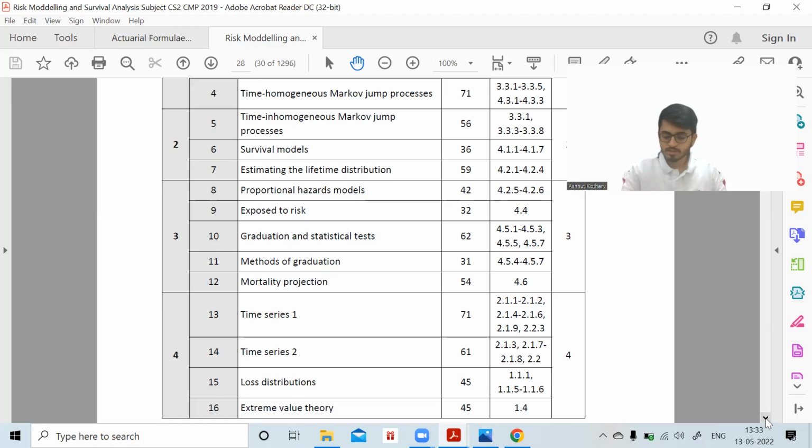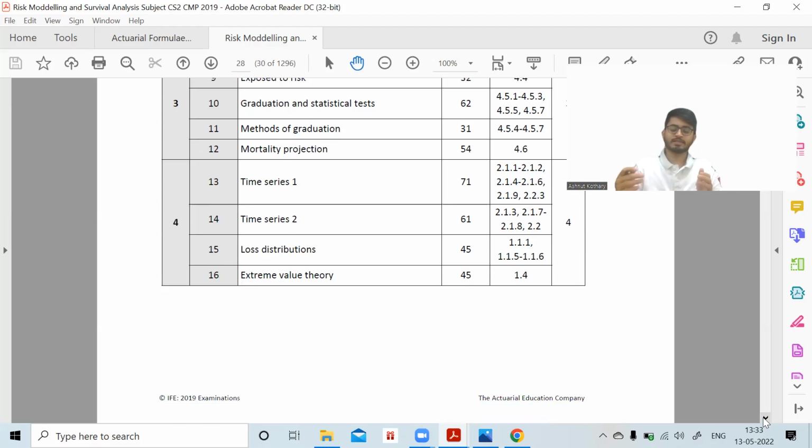Then we have loss distributions, which I would say is basically building upon our CS1 or CT3 knowledge. We would be studying distributions in a bit more detail, be it, let's say, the Pareto distribution, gamma distribution, or Weibull distribution, something which we hadn't studied in much detail in the earlier paper.